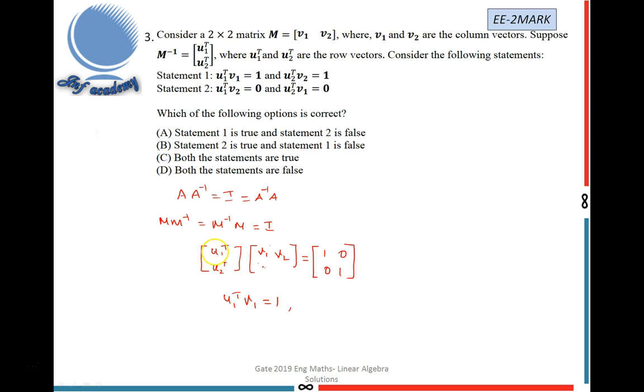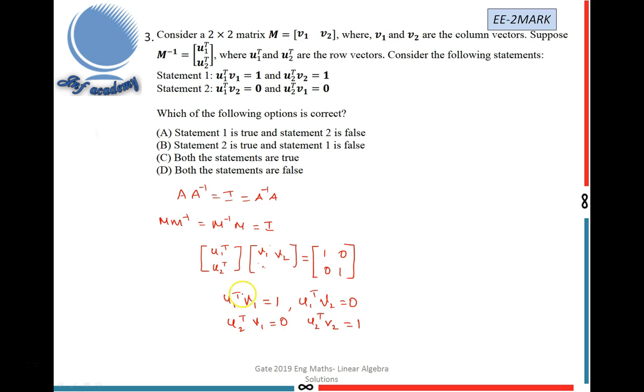And how to get another element? First row, second column. This is the row vector, this is the column vector. So U1 transpose V2 equals the second element, 0. Next, second row, first column: U2 transpose V1 equals 0. And the last element is U2 transpose V2, second row, second column, equal to 1.